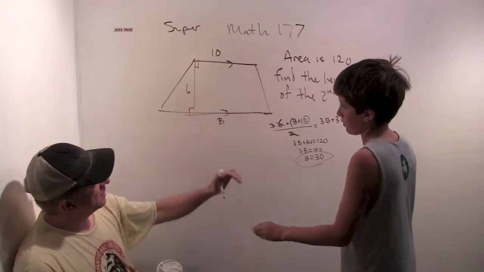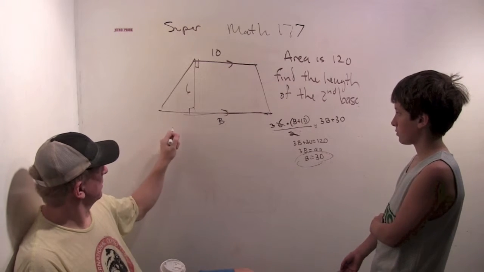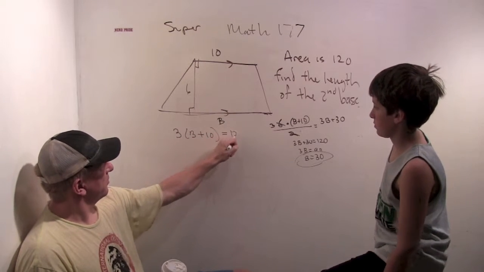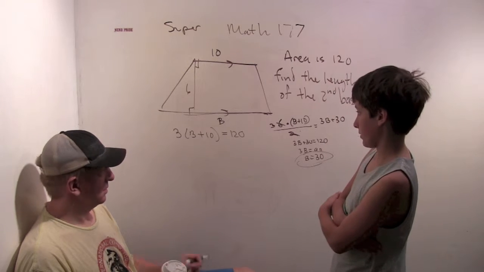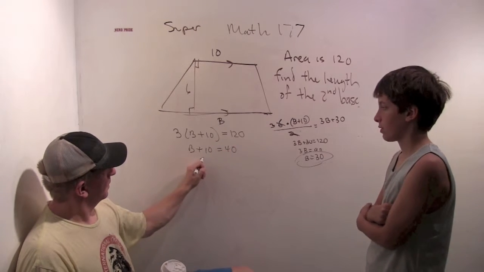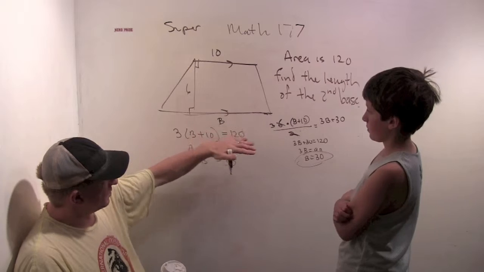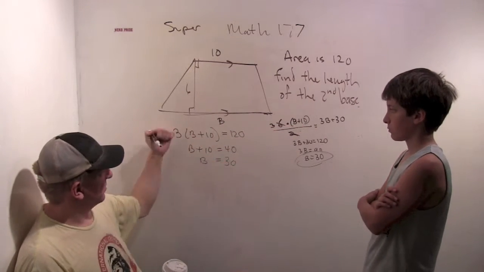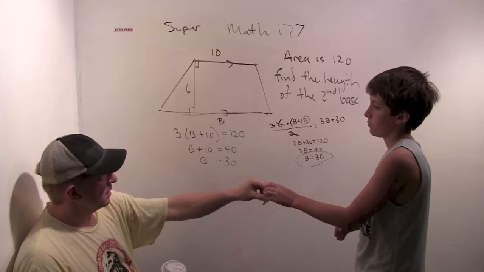I would recommend you remember the old rule, simplify before you multiply. 3 times (B plus 10) equals 120. So you could divide by 3. So B plus 10 is 40, so B is 30. So what you did is you multiplied out and then divided at the end, but you can just divide right from the beginning and you have simpler numbers to work with.